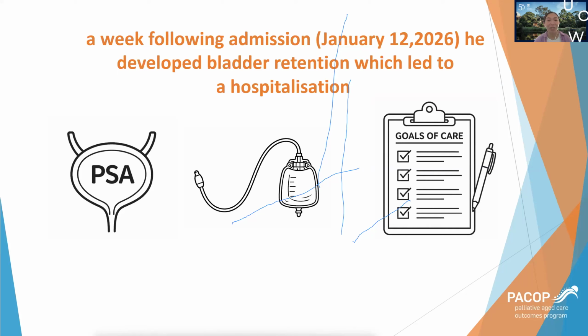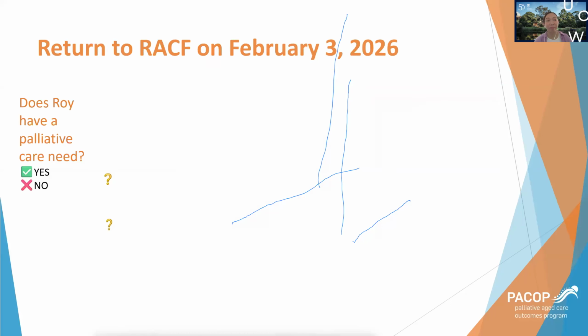Roy stated, I just want to be kept comfortable, but I really can't go home as I don't really want to burden Anna. So he said to Anna, what are our options at the moment? Well, Anna said, how about we try and go back to the aged care home? And so they decided to go back to the aged care home.